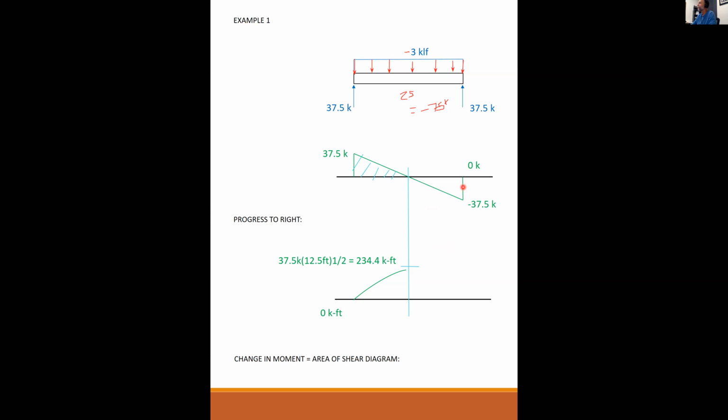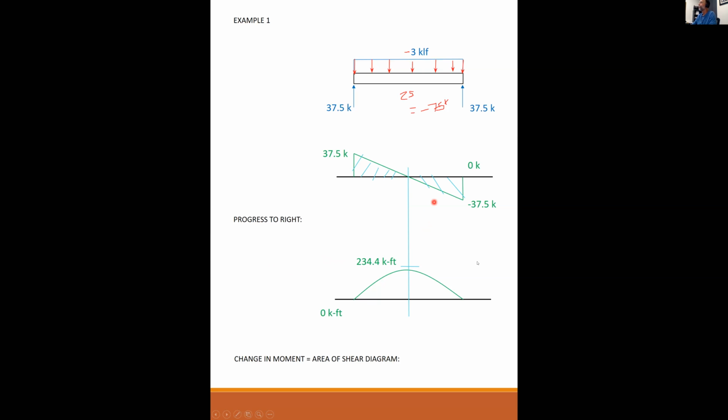Yes, completely, it is symmetric, but all of this shear here, I'll highlight this way, this whole area is negative. That's minus 37.5. So negative shear brings the moment diagram back down. The change in the moment diagram is equal to this area, which is minus 234.4 kip feet. So it's going to go from 234.4 kip feet to 234.4 minus 234.4, which brings you back to 0.